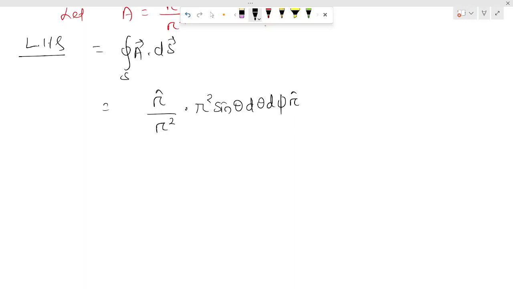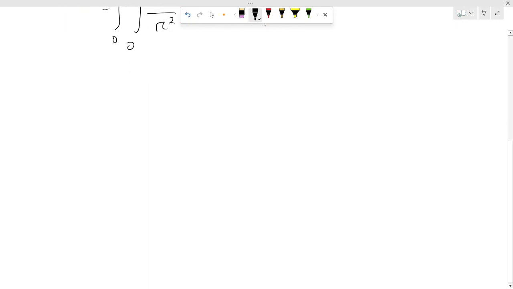I am taking the plane of theta and phi, and the direction of the surface vector is along the direction of r cap. The limit of phi is 0 to 2 pi, and the limit of theta is 0 to pi, isn't it? Yes. You know the spherical coordinate system.